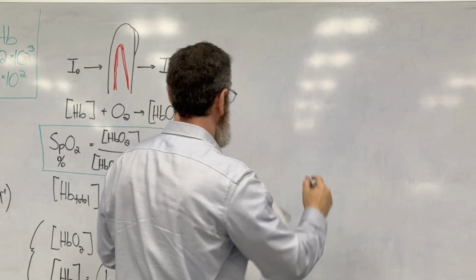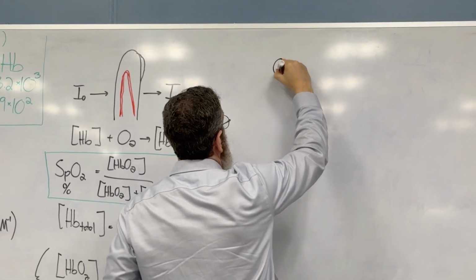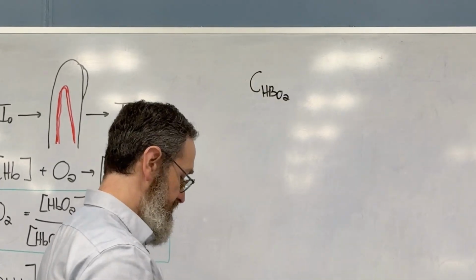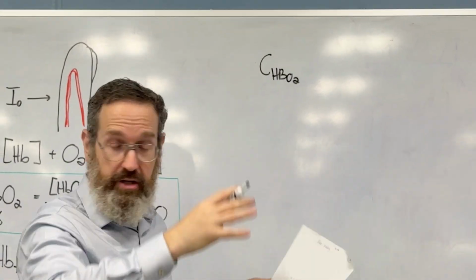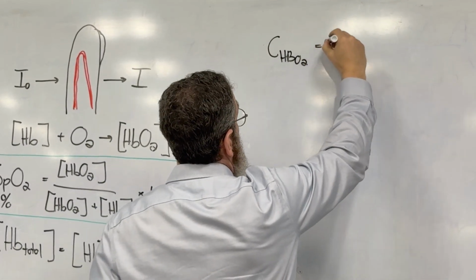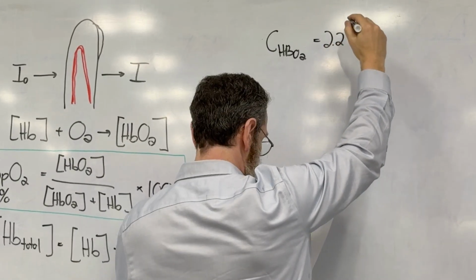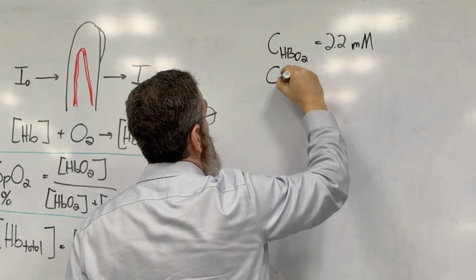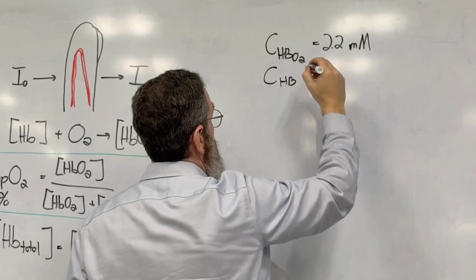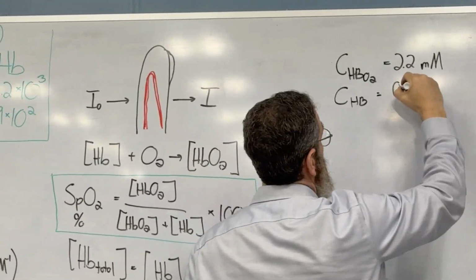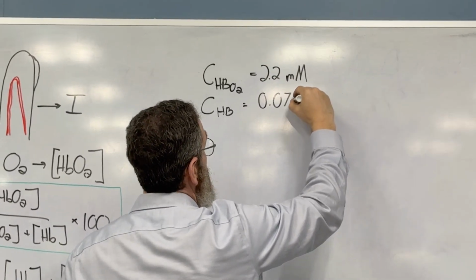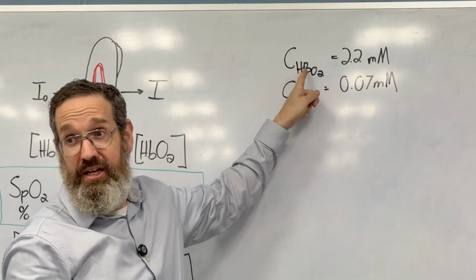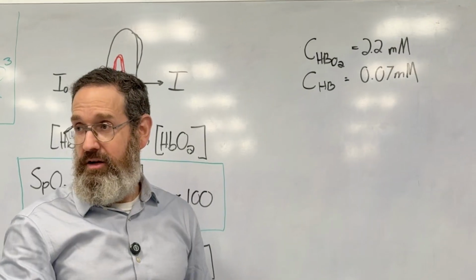Let's say, again, these are actual numbers, that the concentration of oxyhemoglobin, so I'll be using this sort of C notation sometimes for concentration, okay, but you can look at bracket, is 2.2 millimolar, and the concentration of hemoglobin is 0.07 millimolar, and these are healthy amounts. You'll notice you have much more in the oxy state than in the deoxy state, all right?